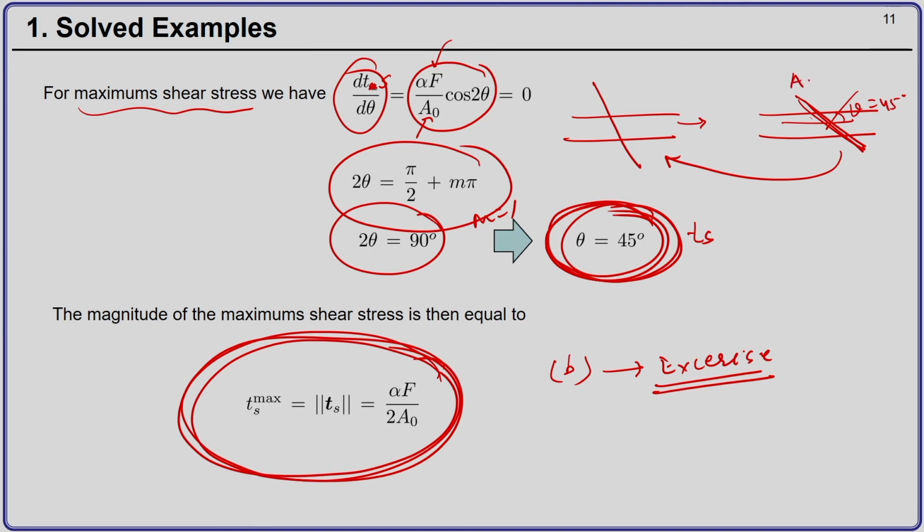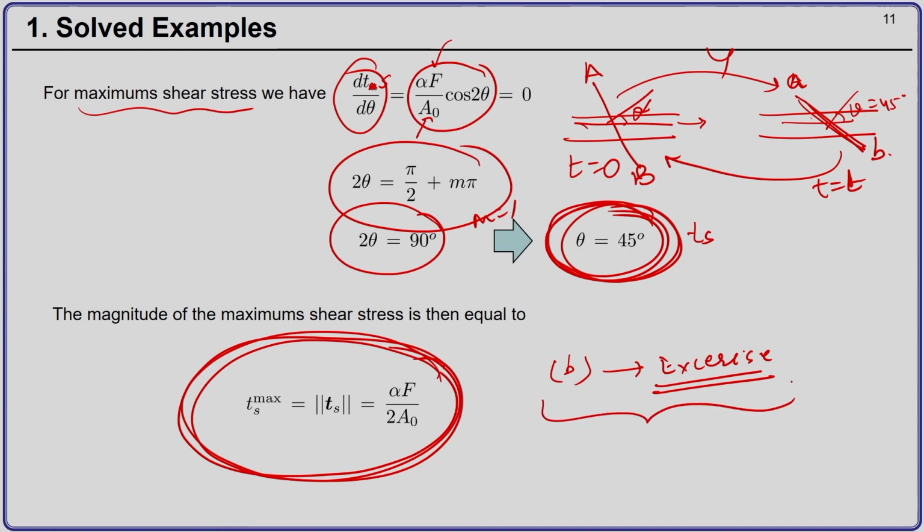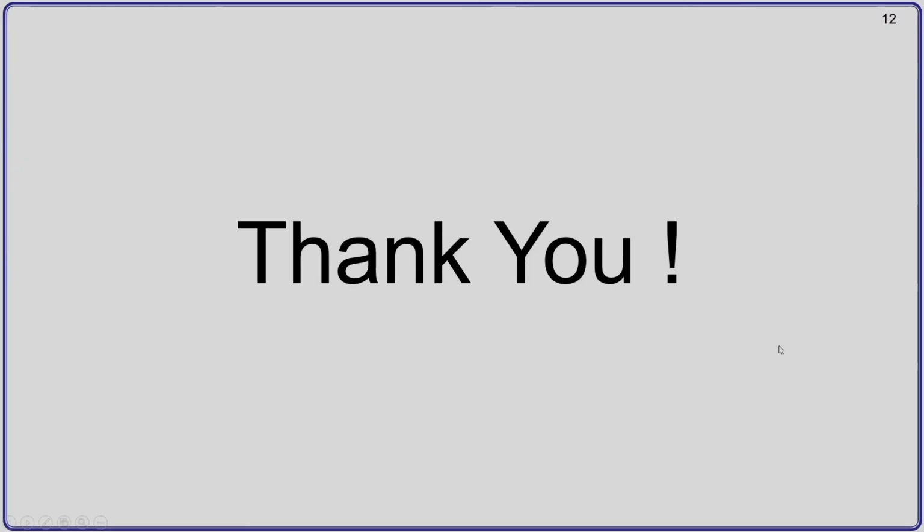So, this is small a, small b, and this is capital A, capital B. So, this is the material configuration at time t equal to 0, this is the spatial configuration. Now, this plane after deformation will go to plane ab. Okay. So, we need to find out what this value of theta prime is. Okay. So, part B of this problem, I leave it to you as an exercise. Okay. Thank you.